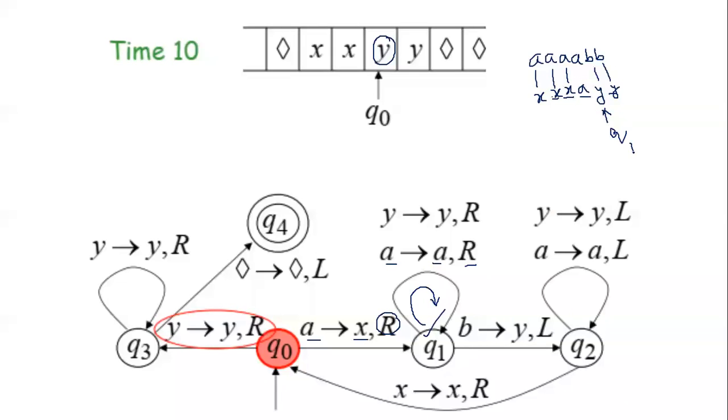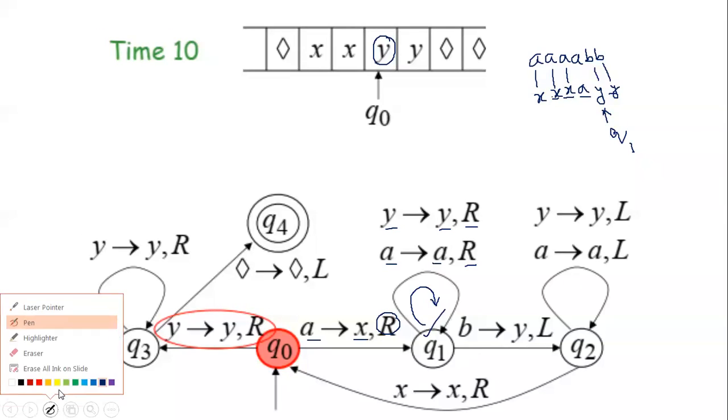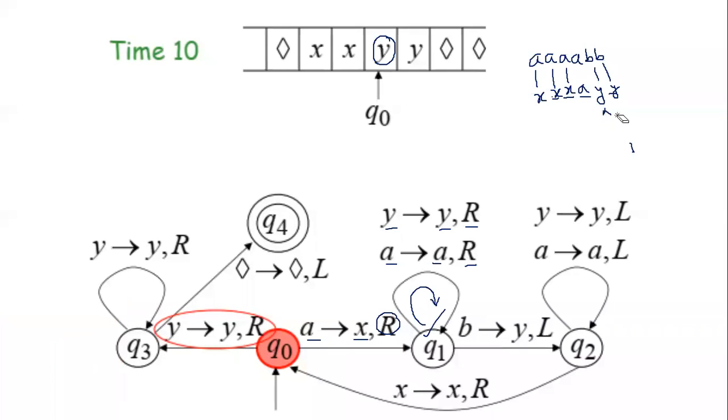Now see, you are in Q1 and you found a Y. What will you do? You will keep this Y as it is and you will go towards right. That means just your read head is changing. It will move to the next B. Now this Q1 will point to this second Y.